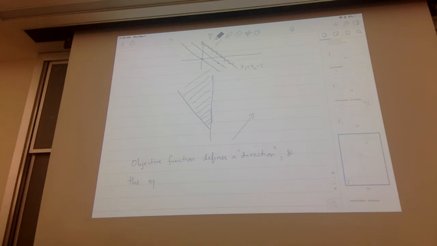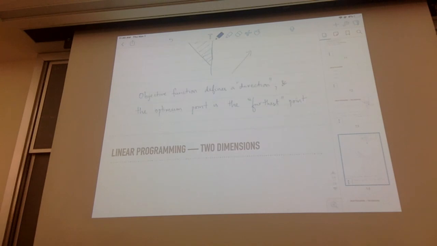And the optimum point is the furthest point in the feasible set along this direction. So why this is useful we'll see in a little bit, but this is one simple observation that I want you guys to make.